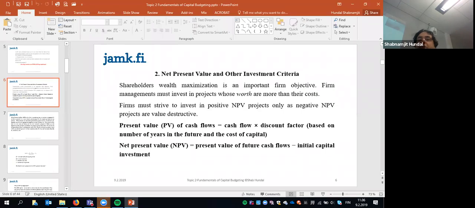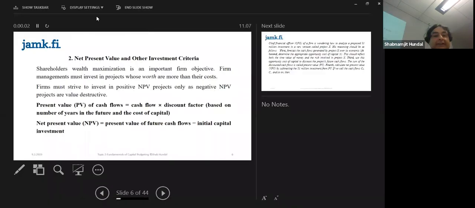The next technique which I would like to share with you is the method which is probably the most widely used, and that is called the net present value method. This is, as I said, a very common technique used.